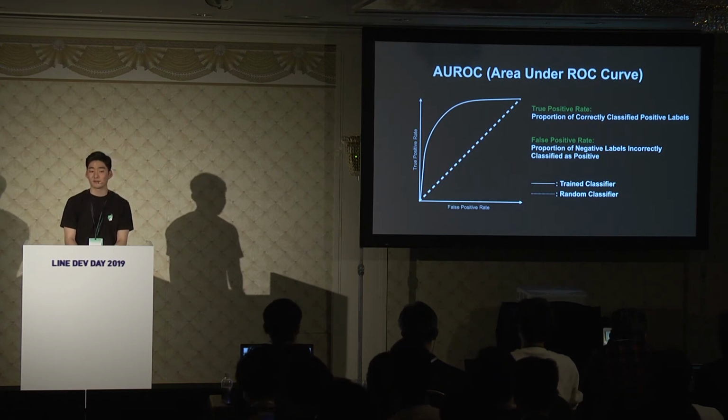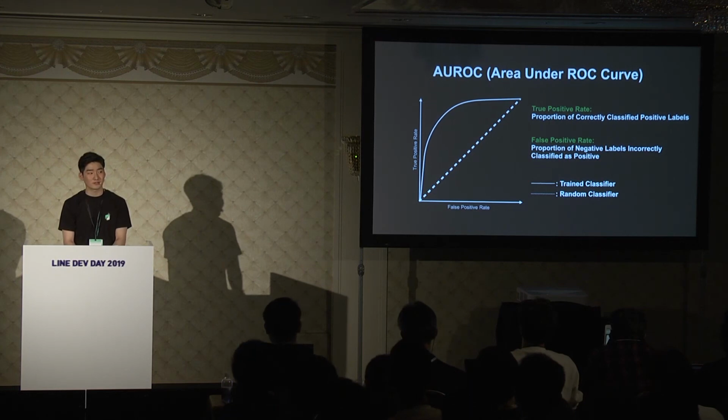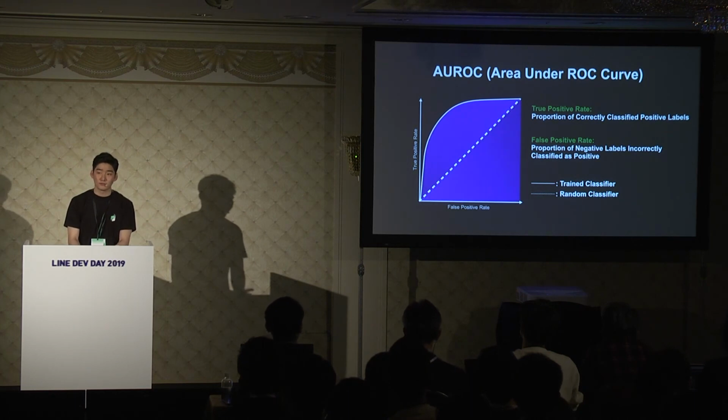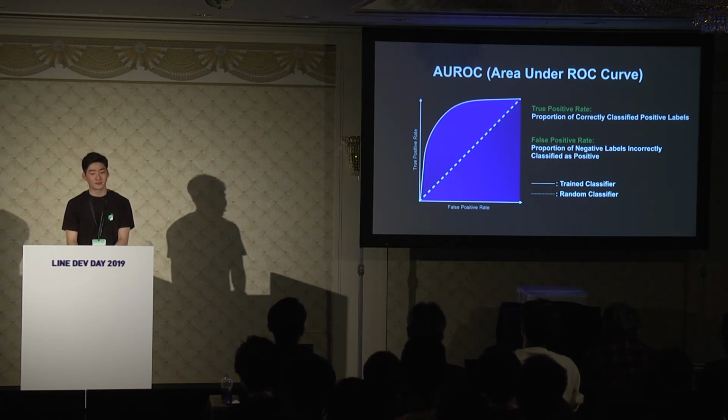The dotted line that goes through the plot diagonally represents the ROC curve of a random classifier, which just means it's a coin-flipping 50-50 model. We want to train a classifier like the solid line, whose area under the curve is much larger than that of the dotted line. The blue area here is the value of the AUROC metric for the trained classifier.